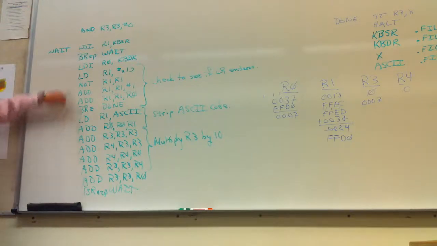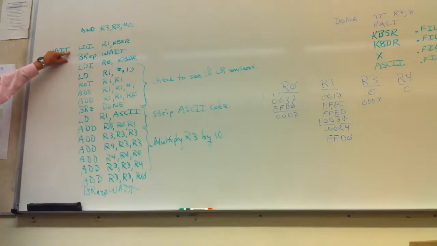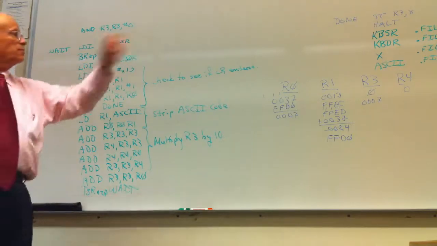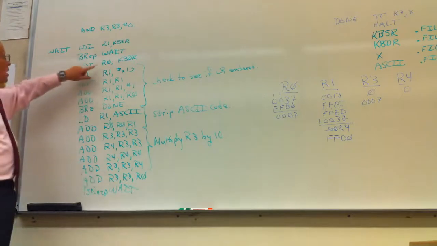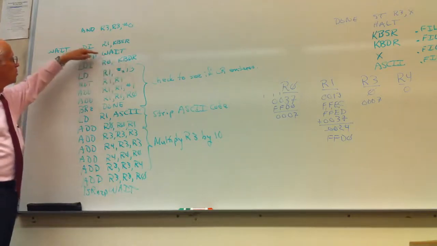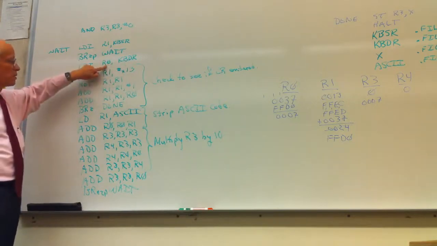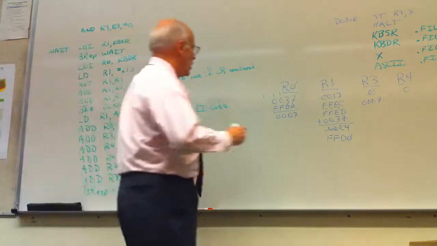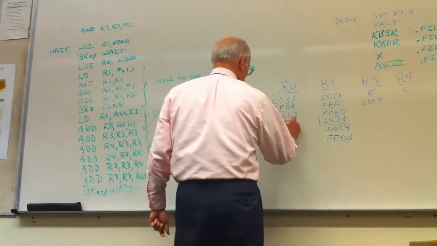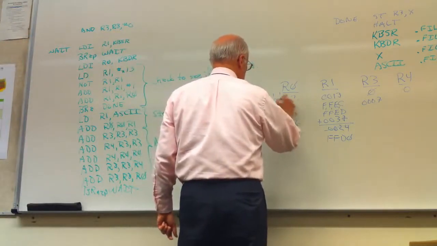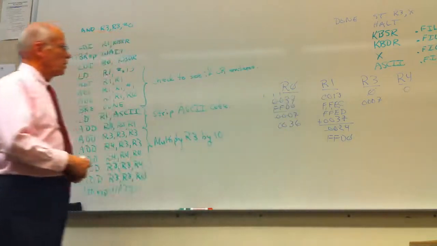Now I do my unconditional branch back up to here and wait until the next key gets pressed. When it does, I said it was a 6, so once I come out of this loop, there is a code out there at the data register. It gets loaded into register 0. It's 0036. Those are gone.